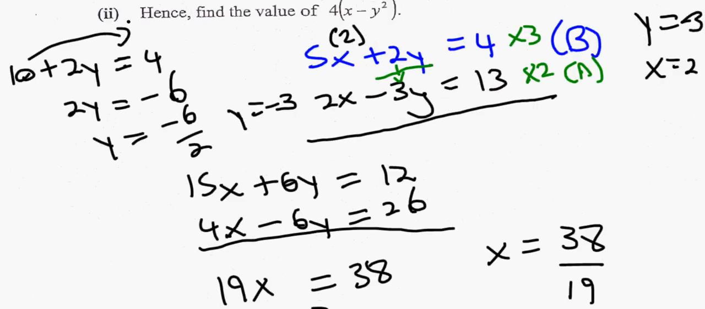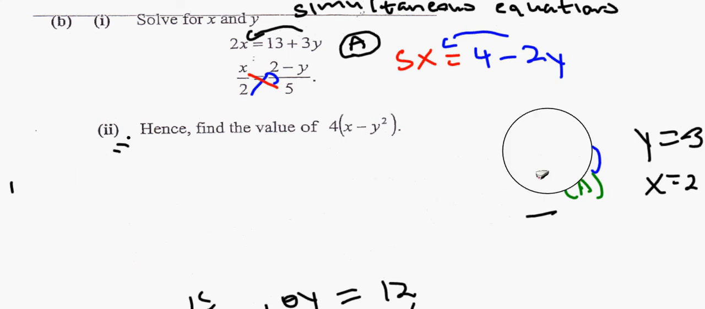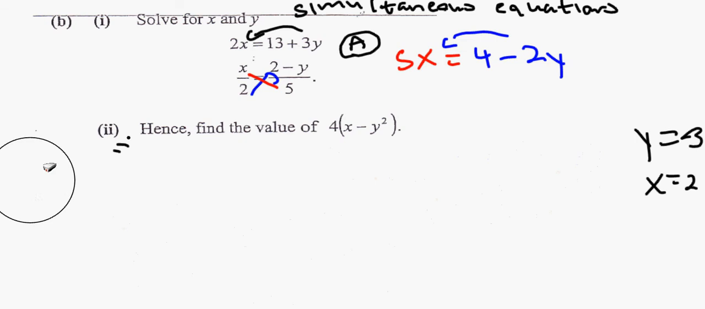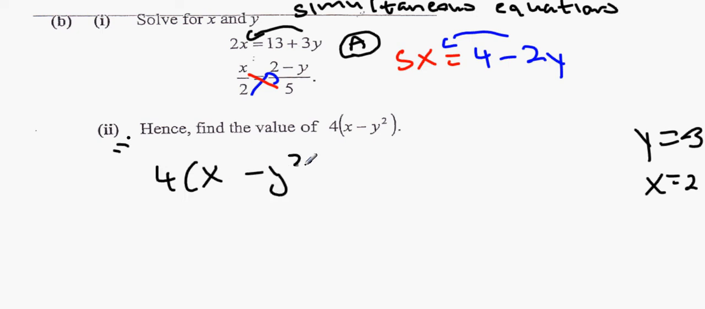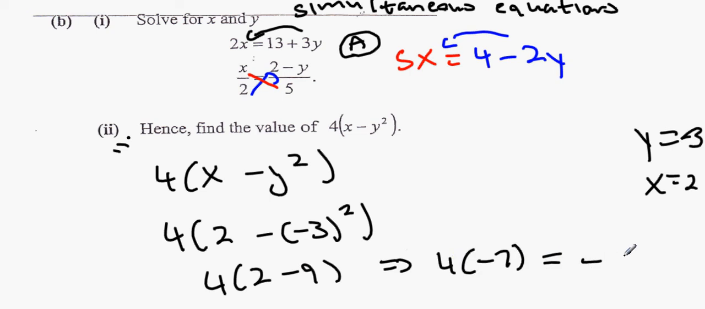Now that that's done, we've got to do the next part here. y is minus 3, x is 2, and we've got to figure out the value of 4 into x minus y squared. So all we've got to do is input the values. So 4 times 2 minus minus 3 squared, close bracket. What we get here is 4 times 2 minus 9 equals 4 times minus 7. You can just put it all into the calculator to begin with, and what you're going to get there is minus 28.